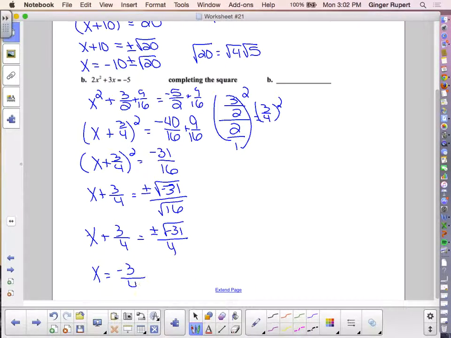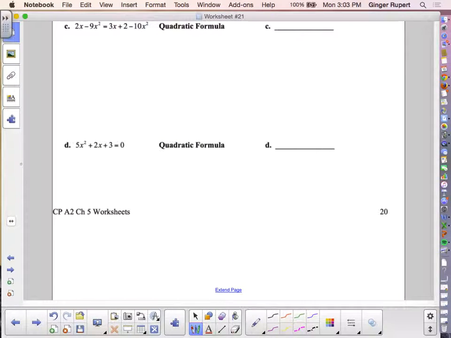Subtract that 3/4 from both sides. And your answer is x is equal to -3/4 plus or minus the square root of -31 over 4. And that is the answer to 13b. 13c, you're asked to use the quadratic formula. Remember, you have to start when it is in standard form. To get in standard form, I will add the 10x squared to both sides.